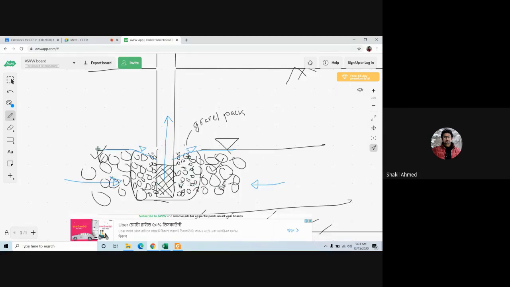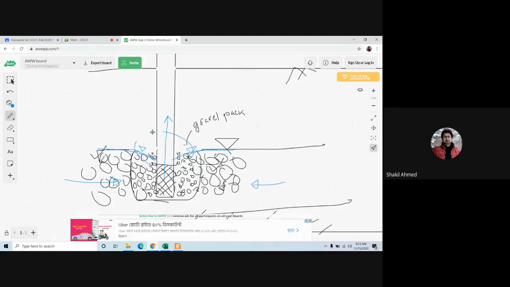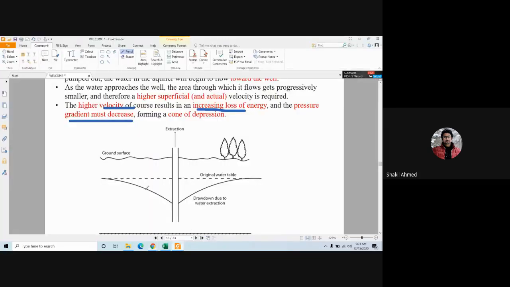Therefore, you will see a cone of depression, and it happens all around the well. So it forms a cone of depression. Depression means it has gone down, right? So the cone of depression: the original water level, but while you are pumping, the water level goes down. This is the actual water level during the pumping. Is it clear? Yes, sir. Okay, this is called forming a cone of depression.